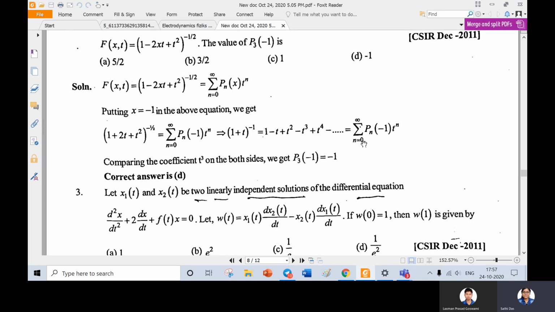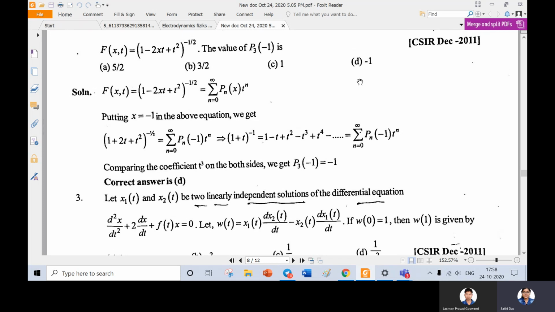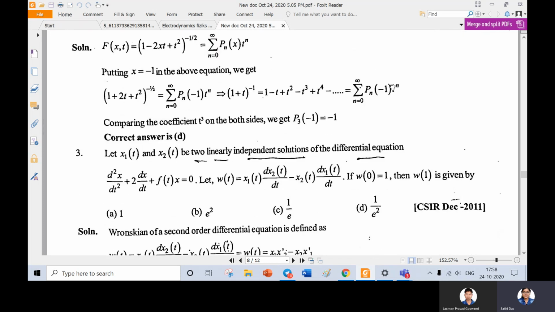Similarly, if they ask you what is the P2 of minus 1, you will get plus 1. What is the P4 of minus 1? You will get plus 1. So what you have done here, you just put the value in place of x, and then you expand the series and you compare the two coefficients. That's all. So the correct answer is option D.